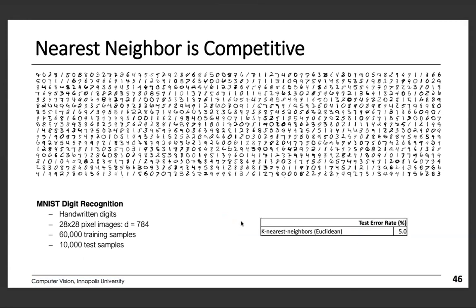K-nearest neighbors is in fact quite competitive still till now, even with just basic Euclidean distance, right? As you can see here, its test error rate is 5%, meaning it is 95% accurate on this image data set. And with CNNs, you would get that up to like 3 or 2%. So its difference from a very complicated CNN is not that big. K-nearest neighbors is quite a competitive algorithm.